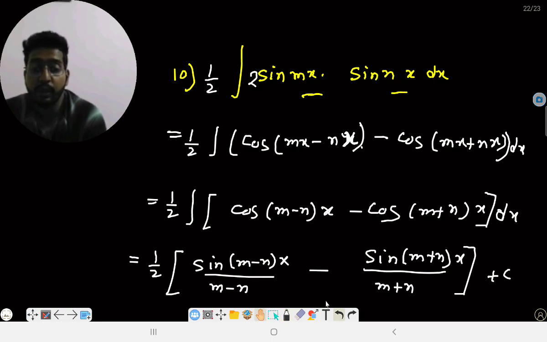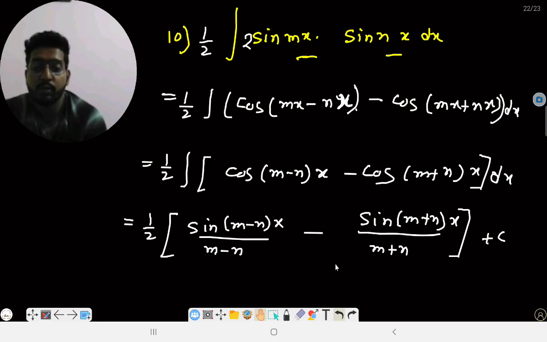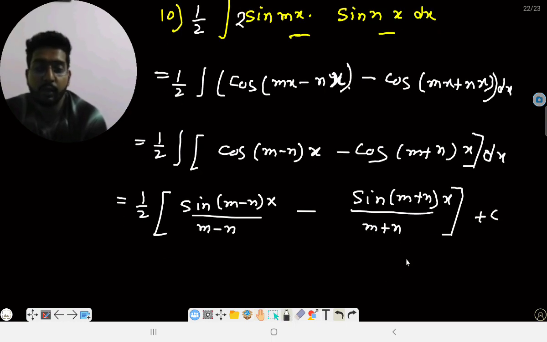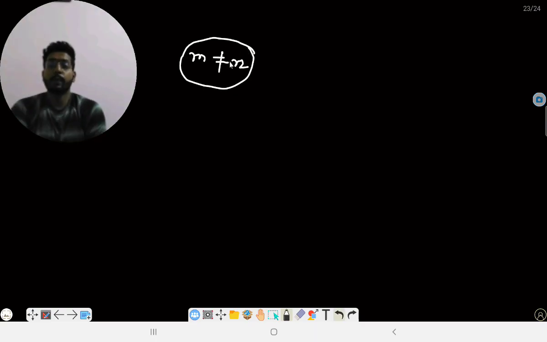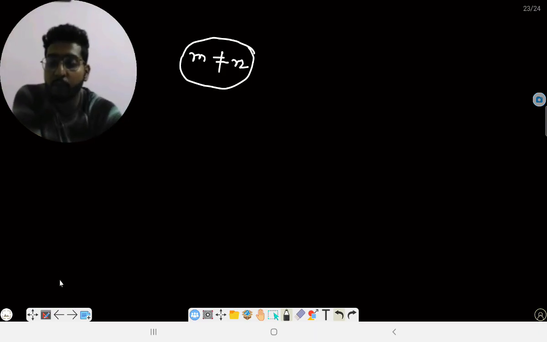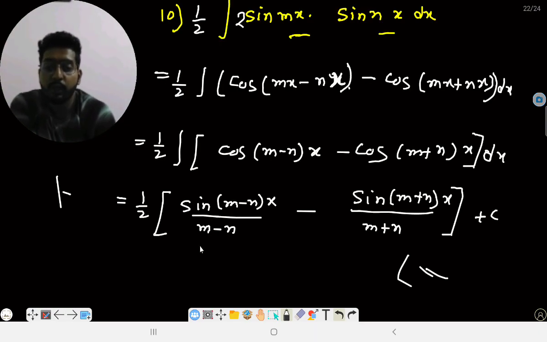So here the condition is that m is not equal to n. Provided that m is not equal to n, this is the condition, because if m equals n, this quantity will become 0, and you'll get 0 by 0. So here m is not equal to n.